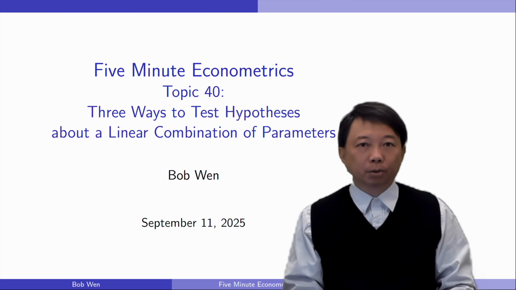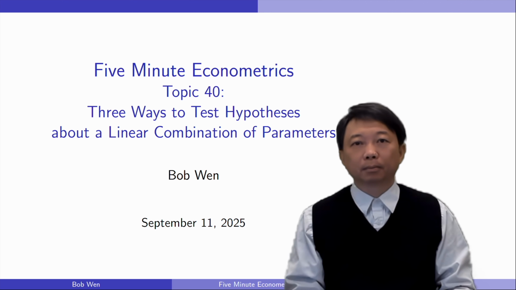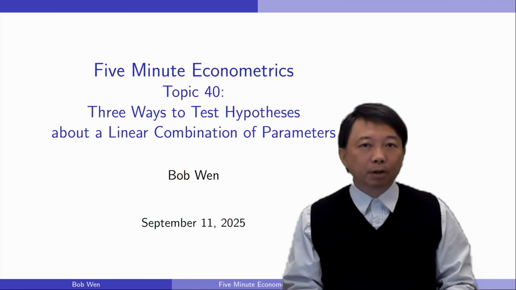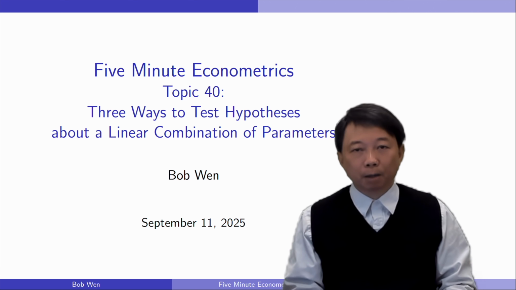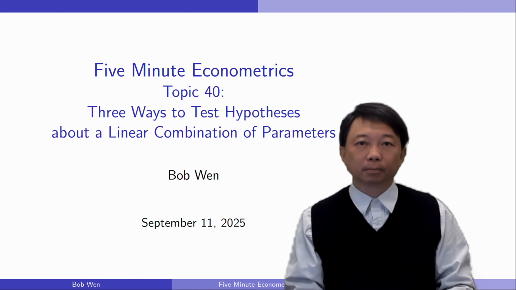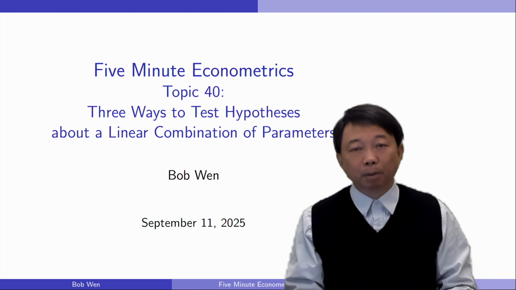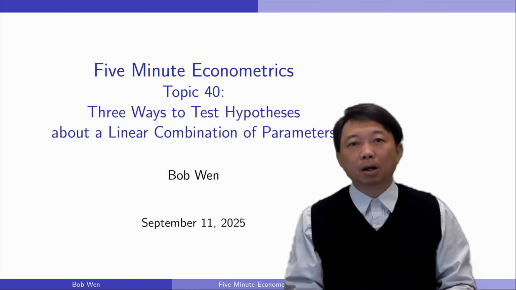In previous videos, we have discussed t-tests for a single parameter beta in the model. Today, we will have a close look at testing hypotheses about a linear combination of parameters in the model. It involves more than one population parameter. I will introduce 3 ways to do the hypothesis testing with an example of the returns to education.